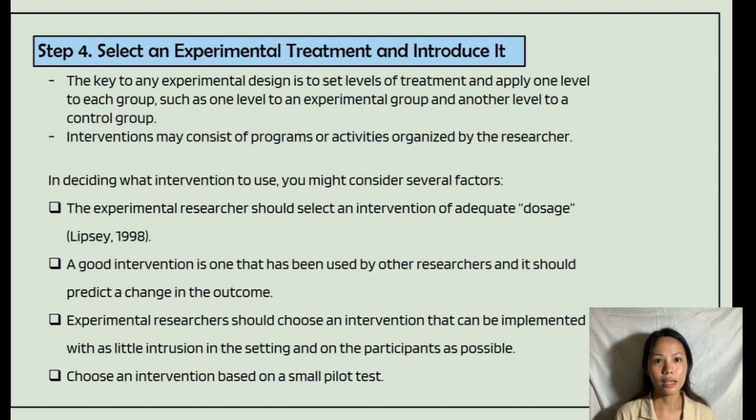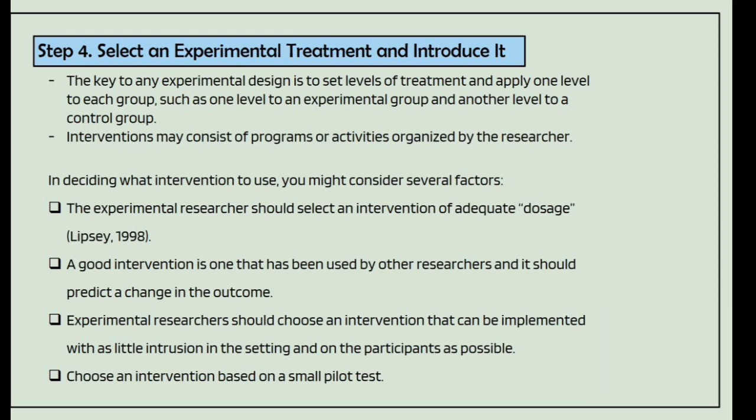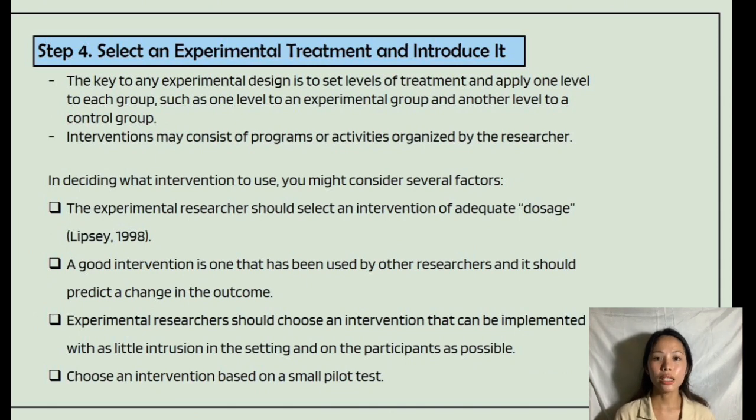The first factor is that the experimental researcher should select an intervention of adequate dosage. This means that the intervention must last long enough and be strong enough to actually have an impact on the outcome. The second factor is that a good intervention is one that has been used by other researchers and it should predict a change in the outcome.